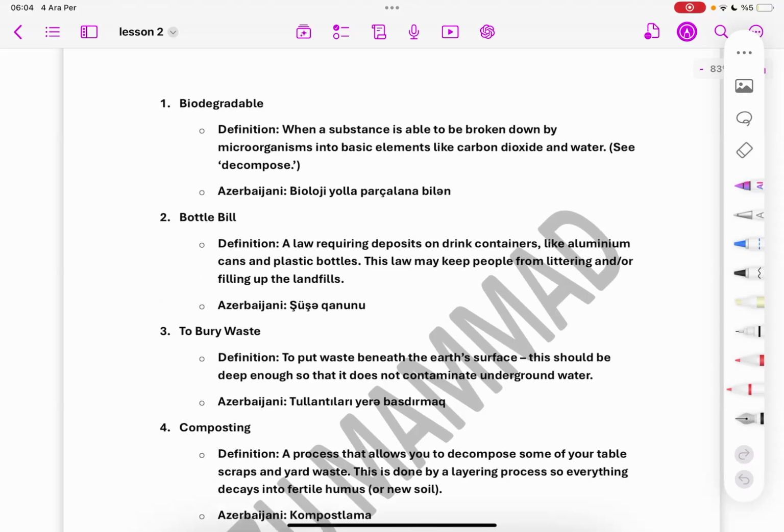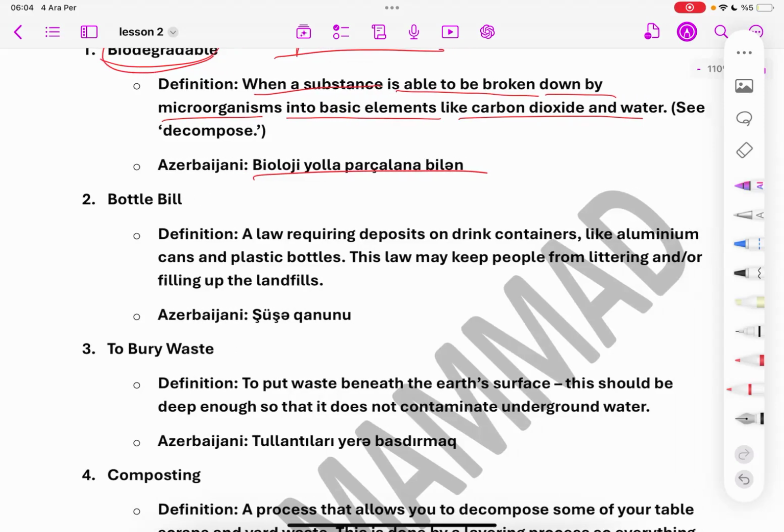Biodegradable, okay. When a substance is able to be broken down by microorganisms into basic elements like carbon dioxide and water, for example. Plastics, because it is impossible for them to decompose into different parts in the long term, are non-biodegradable. And some elements are biodegradable. You can see its translation as well.